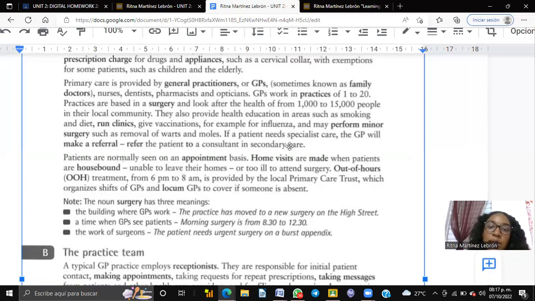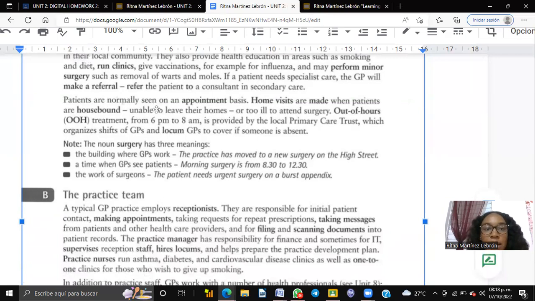If a patient needs specialist care, the GP will refer the patient to a consultant in secondary care. Patients are normally seen on an appointment basis. Home visits are made when patients are housebound, unable to leave their homes, or too ill to attend surgery.